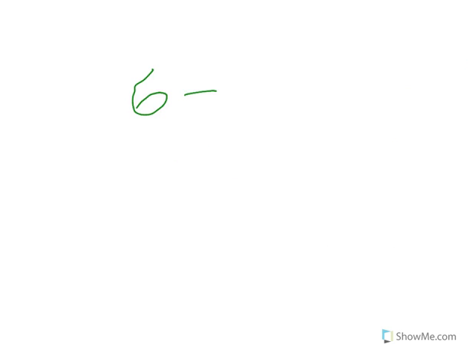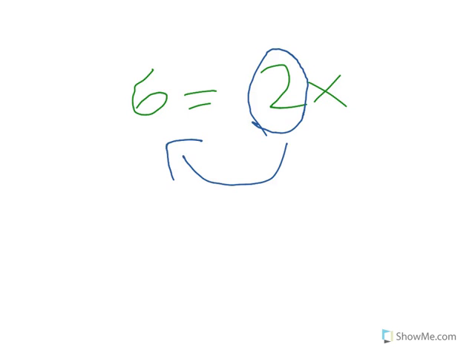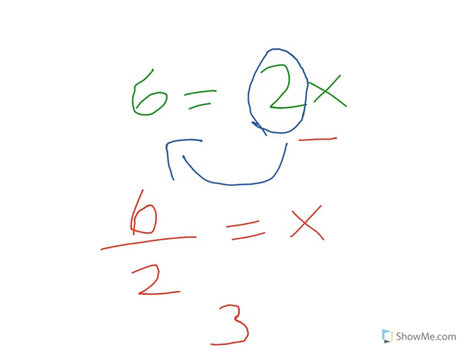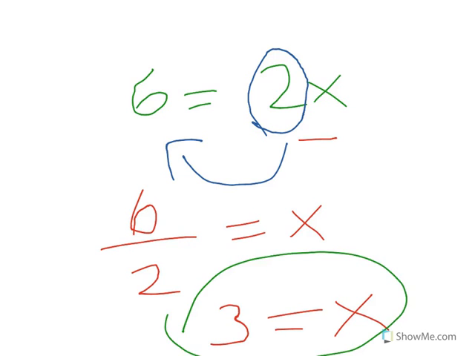So 6 equals 2x, and I will leave the x alone and bring the 2 over. Now if you notice, 2 is being multiplied by x, so I have to do the opposite. So I have to divide when I bring it over, so it will be 6 over 2 equals x, and 6 divided by 2 is 3. 3 equals x. So the value of x is 3, right? So that's as easy as it is.